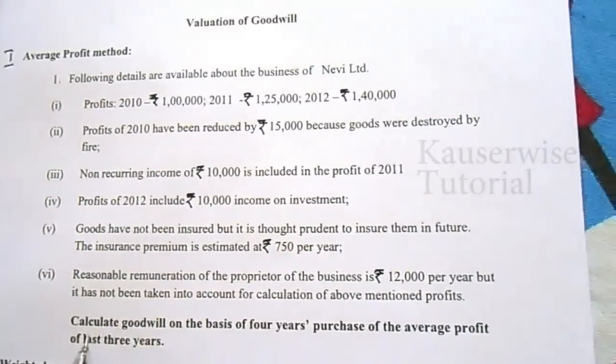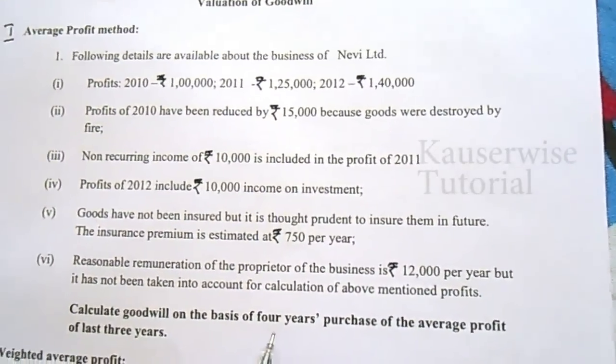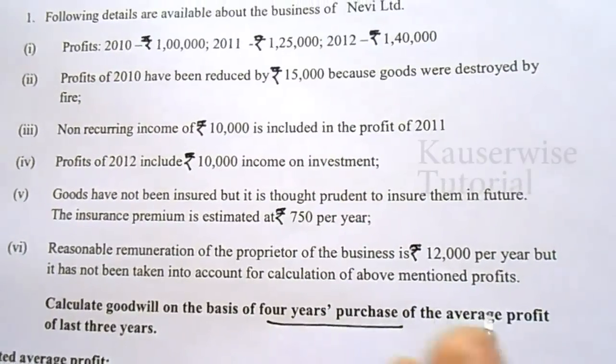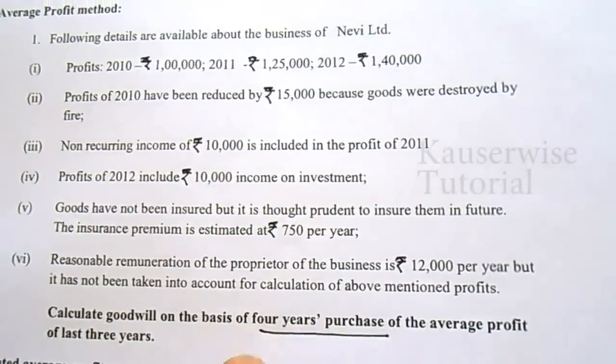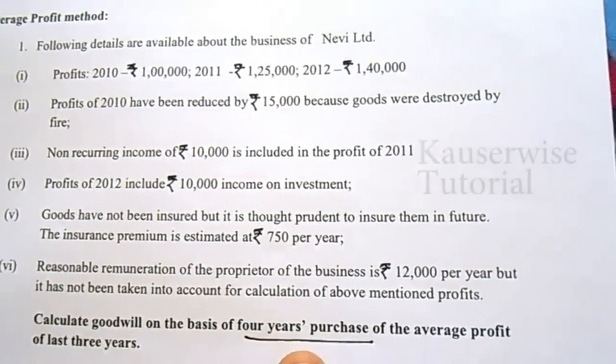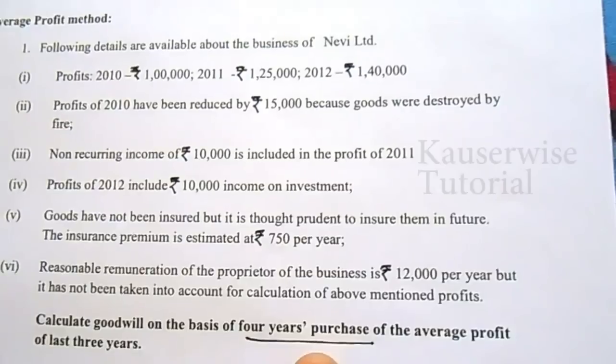So look at this problem. Calculation of goodwill on the basis of 4 years purchase. How many years? 4 years of purchase. Okay, so number of years of purchase is given. So first thing you need to find the average profit, then multiply with the number of years of purchase. Then you can get the goodwill.